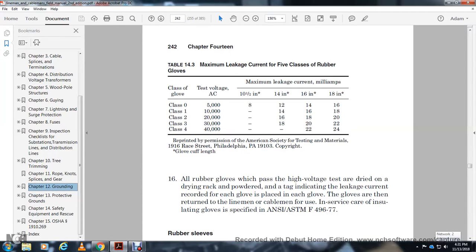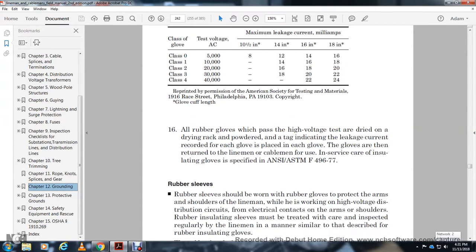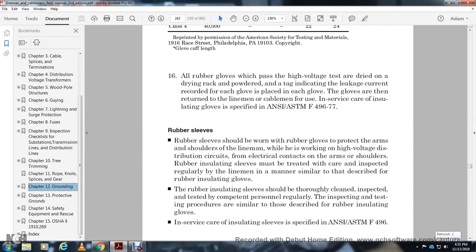If the surface of the insulating glove is specified, the ANSI ASTM F496 rubber sleeve shall be worn with a rubber glove to protect the arm and shoulder of the lineman working with a high voltage distribution circuit with electrical contact with the arm and shoulder. The rubber insulation sleeve must be treated with care and inspected regularly by the lineman in a manner similar to the rubber insulation glove.